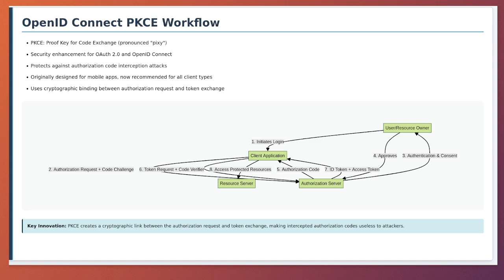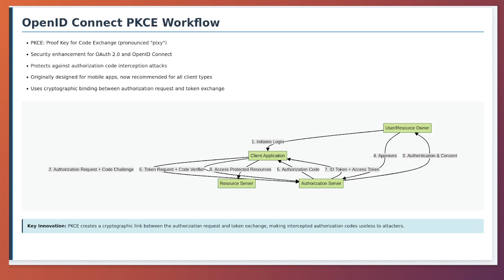Today we are diving into one of the most important security enhancements in modern authentication: the OpenID Connect PKCE workflow. PKCE stands for Proof Key for Code Exchange, and it is pronounced "pixie." This mechanism was originally designed to protect mobile and native applications, but it has become so effective that it is now recommended for all types of OAuth 2.0 and OpenID Connect implementations, including web applications.